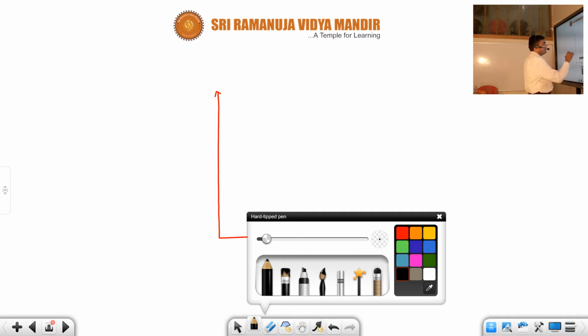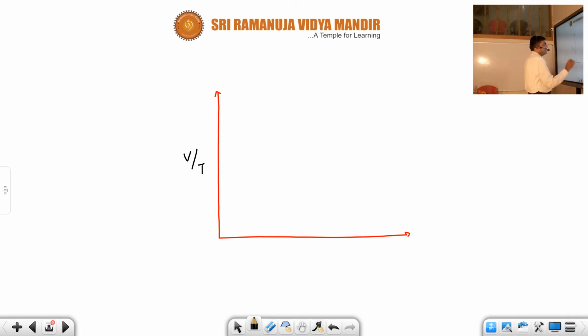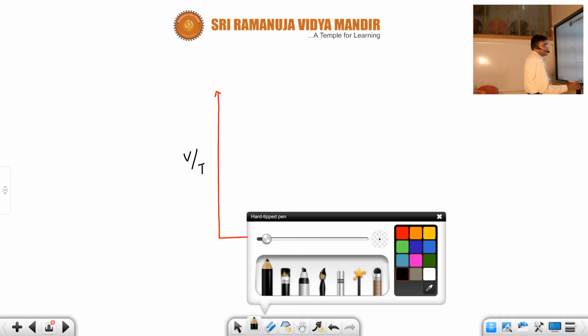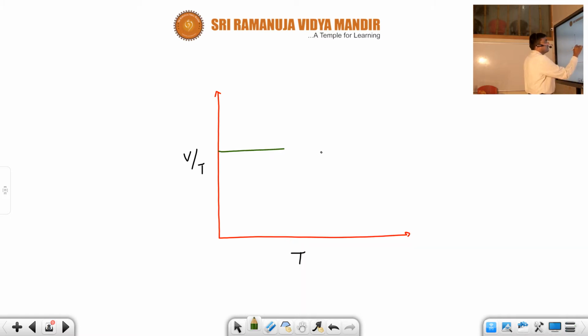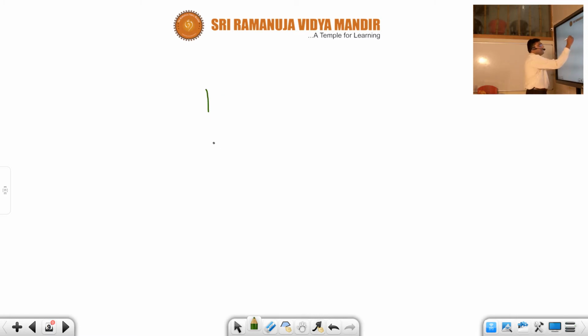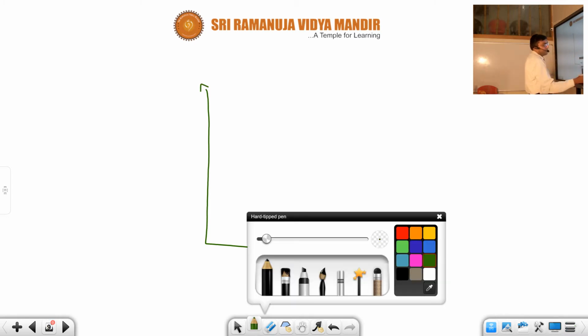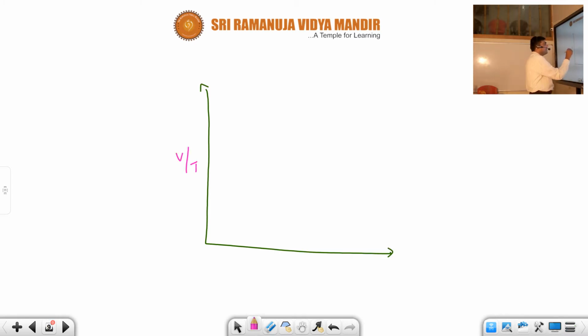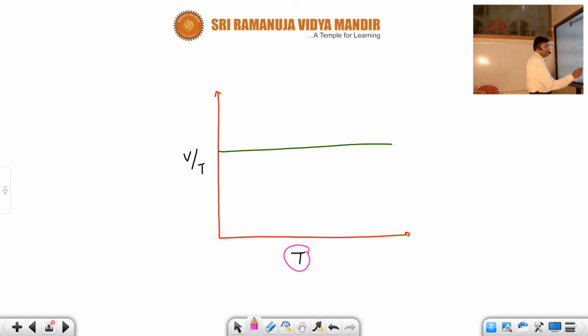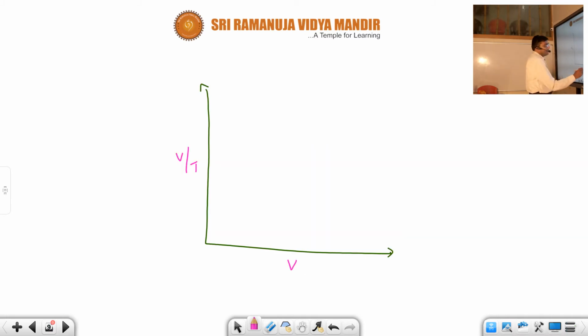Students, if you take V by T versus T, naturally you know it is coming constant. Similarly, if you take a graph of V by T, in the earlier case what you have taken is temperature, this you can take volume here, definitely it will be a constant value. So this you have to realize.